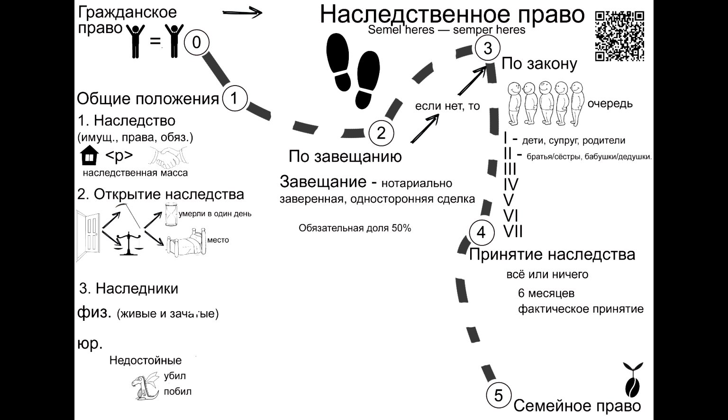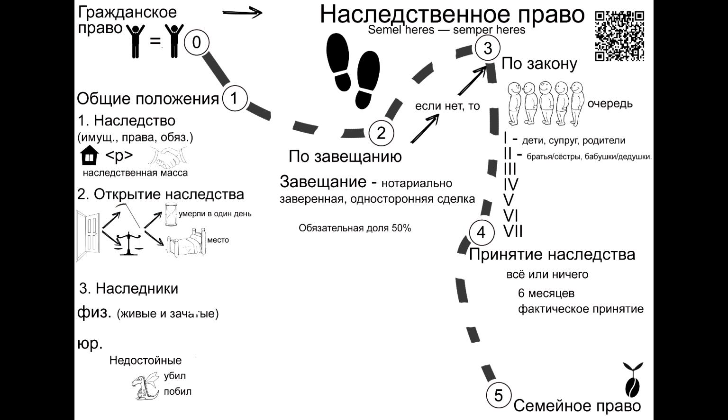Let us look at the fourth aspect, acceptance of inheritance. Inheritance is accepted in the order of universal succession, that is, the heir receives in general all the rights and obligations of the testator, except for those related to the personality of the testator, which are determined by law. It is not possible to partially refuse to accept the inheritance or accept it under a condition or with reservation.